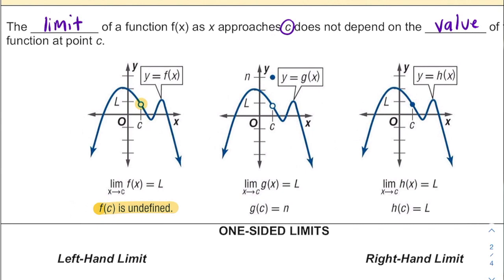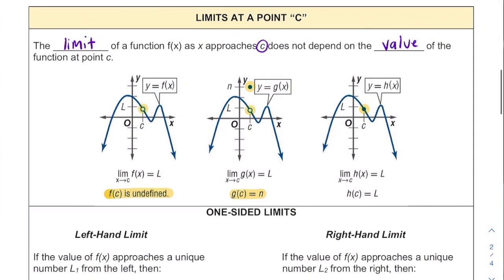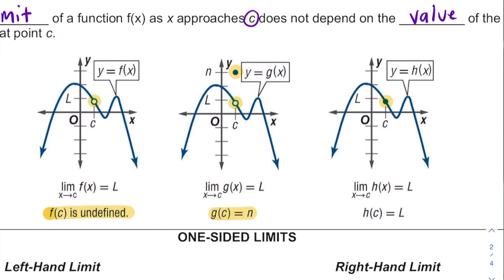Let's look at another one. For this function at c, we have a hole again, but they actually gave us a defined dot, so the function is defined at c. It has an actual value, equal to n, but the limit still exists, and it's that value L that we pass through when we pass through the hole. Or we have a basic example over here where there is no hole, and we pass through the value, so the limit and the function have the same value.